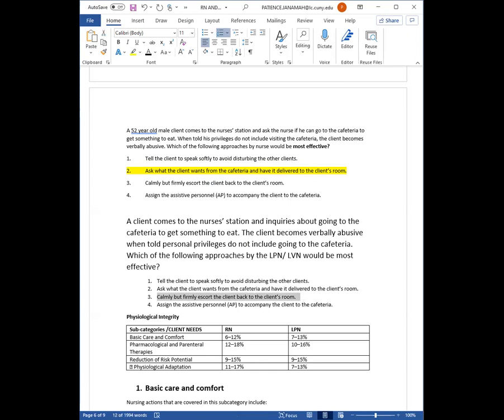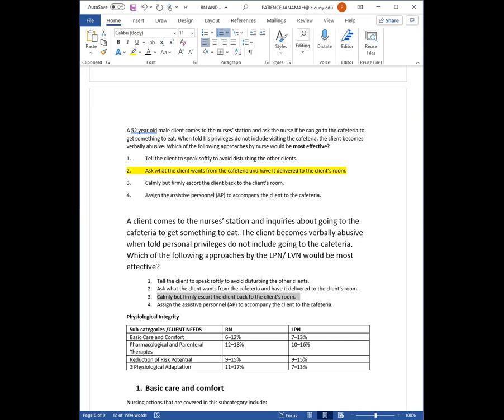Let's answer it. So, ask what the client wants from the cafeteria and have it delivered to the client's room. This is not what you would do. Most effective means they want you to pick the most effective one of all. Tell the client to speak softly to avoid disturbing the other clients. But listen, this client is already verbally abusive. How will you even ask him to be soft? For all you know, something is going on here. Most often you don't want to tackle that.